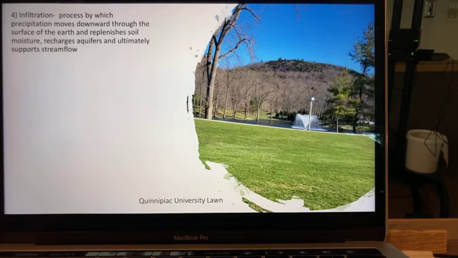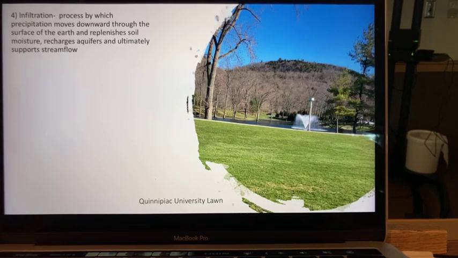4, infiltration, process by which precipitation moves downward through the surface of the earth and replenishes soil moisture, recharges aquifers, and ultimately supports stream flow. And then I have the Quinnipiac lawn from the quad, just to show that grass could be an example of that. When it rains, it just soaks down into the ground.